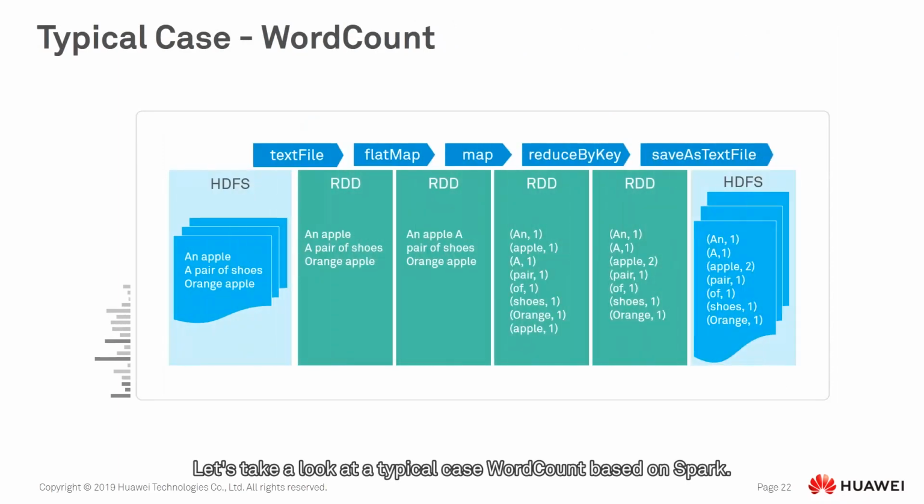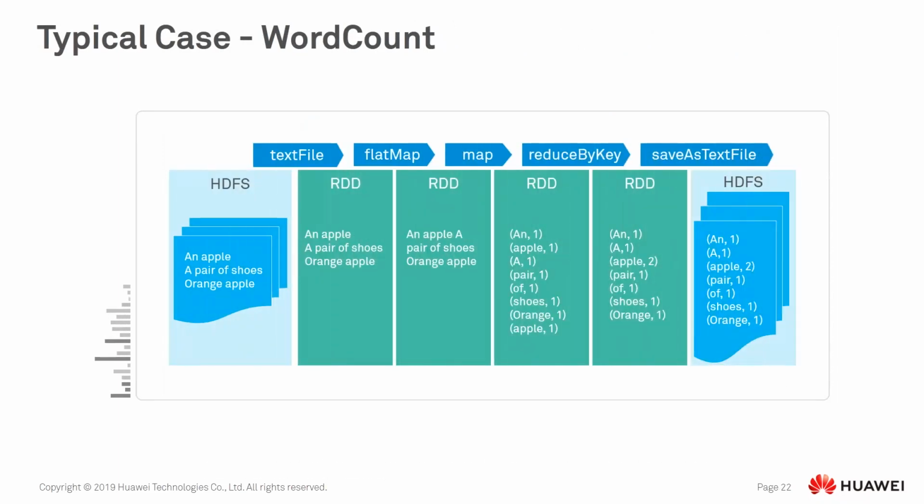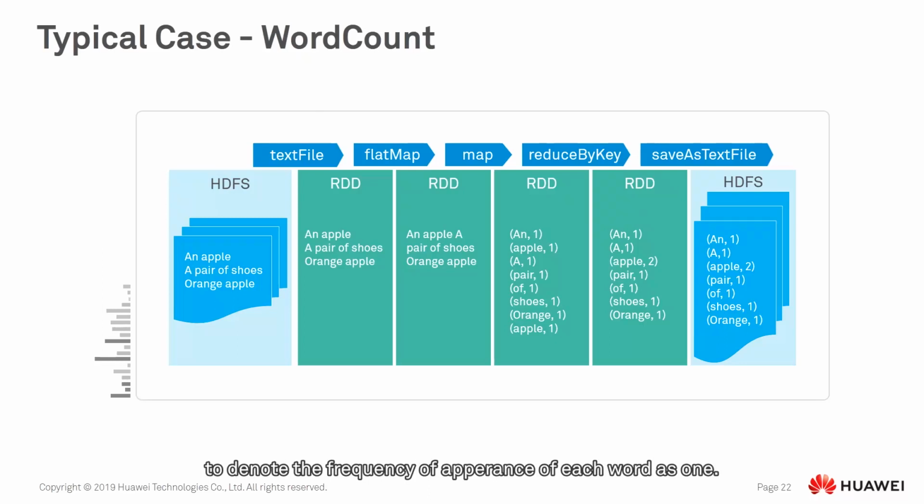Let's take a look at a typical case, word count based on Spark. At first, use the textFile command to obtain data from HDFS and process it in the form of an RDD. Then, invoke flatMap to split text into words, and then do a map operation to denote the frequency of appearance of each word as one, and then invoke reduceByKey to merge the counts of each word, and finally invoke saveAsTextFile to import processed data into HDFS.